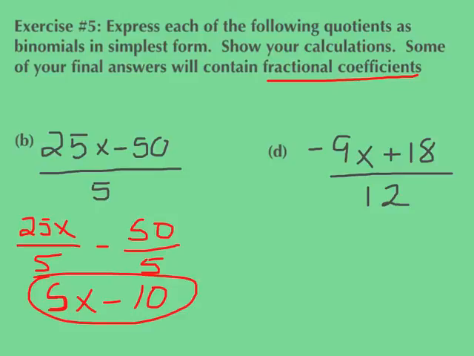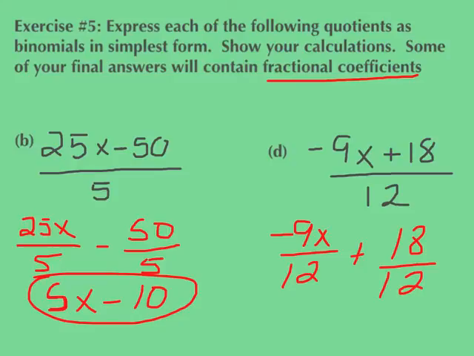I'm going to do the same thing to D. I'm going to say, alright, I'm going to do negative 9x over 12 plus 18 over 12, and just do the simple math. That's going to give me, and simplify these, negative 3/4 x plus 3 over 2.